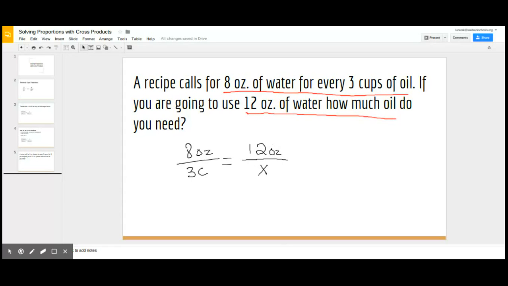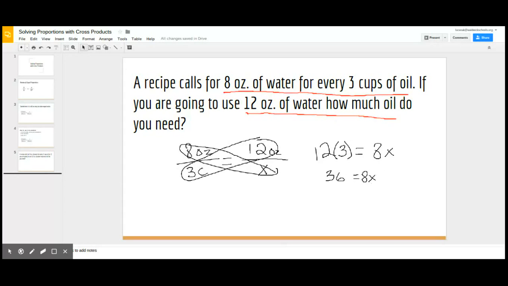Once we have the proportion set up, we can draw the propellers and show that we're going to multiply 12 and 3 and set that equal to the product of 8 and x. Now, I'm going to multiply 12 times 3 to get 36, and that's equal to 8x. Again, we have a multiplication equation, so what we're going to do to get x by itself is divide both sides by 8.